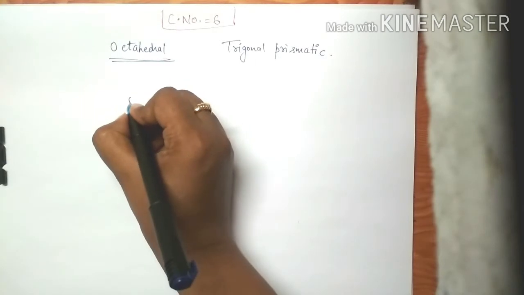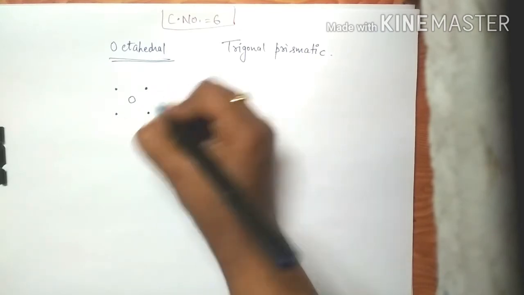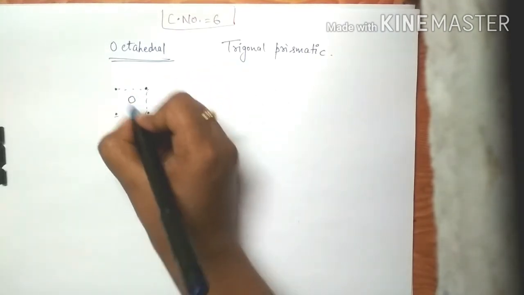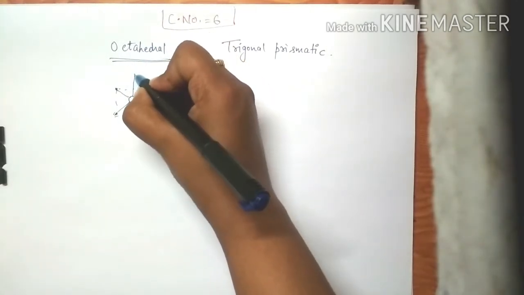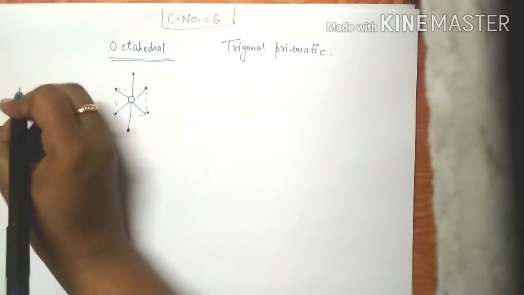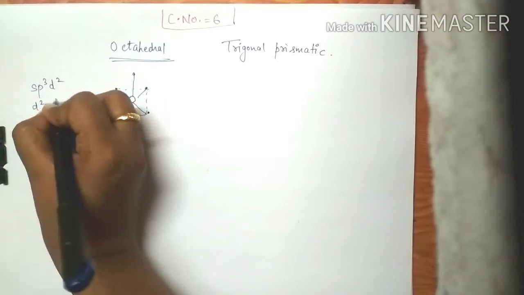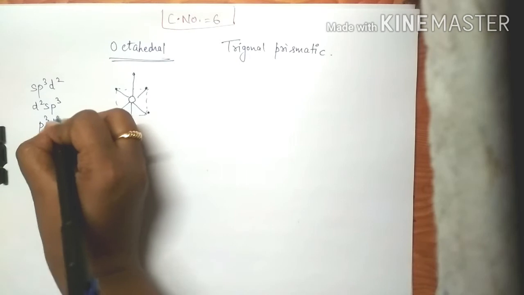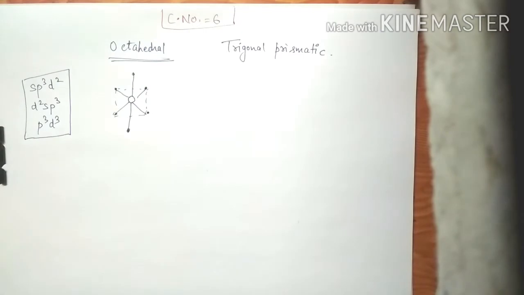Octahedral geometry is like this. The central metal atom will be present here, and 4 ligands will be present in the plane, attached to the central metal atom. One ligand will be above the plane and another will be below the plane. The possible hybridizations in octahedral geometry will be sp3d2, d2sp3, or sometimes p3d3 also. These hybridizations show octahedral geometry.